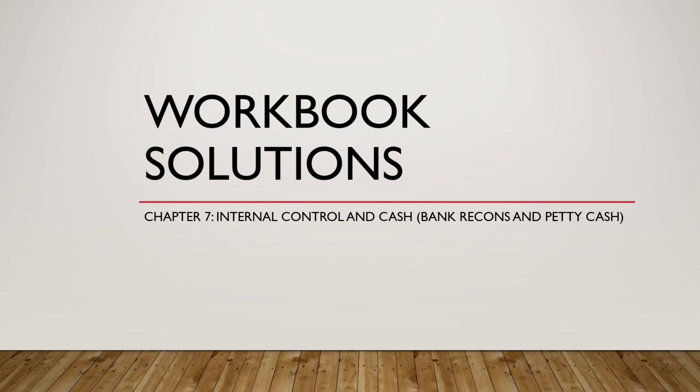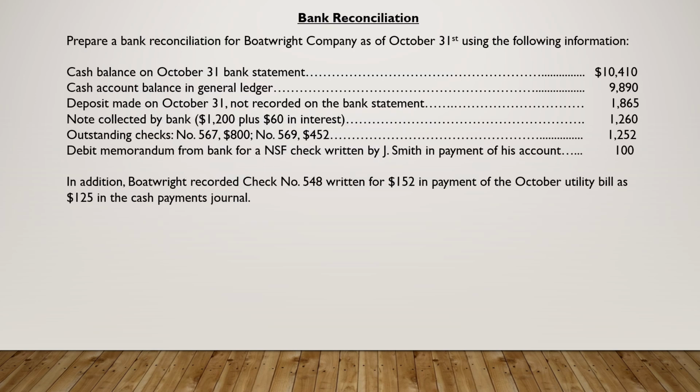Welcome to the Workbook Solutions for Chapter 7, covering internal controls and cash. On page 12, you'll find the following information for Boatwright Company as of October 31st. Pause and read through the problem. Then we'll go down the list and build a bank reconciliation.